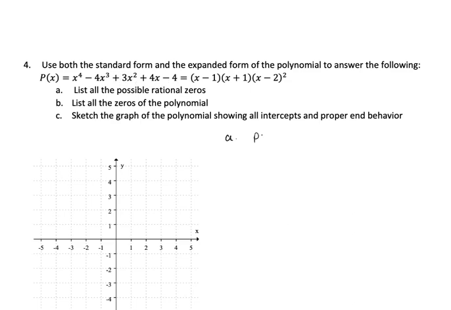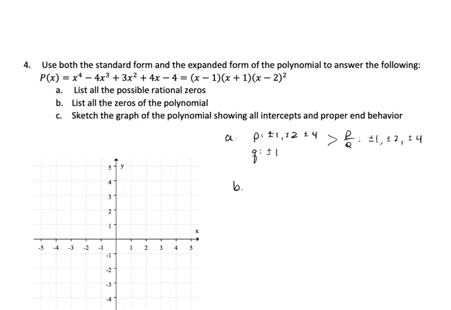So for part A, the factors for p come from -4, so that's plus or minus 1, 2, and 4. Then the factors of q come from the coefficient here, which is just plus or minus 1. So p divided by q would be all the factors of p divided by plus or minus 1, which is just plus or minus 1, plus or minus 2, and plus or minus 4. So that's the answer for part A.